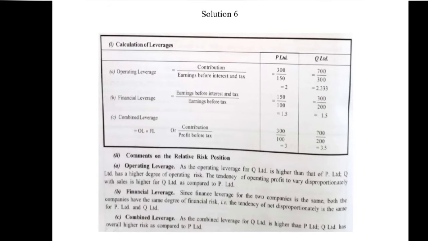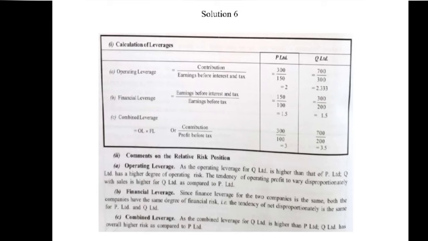So students, let us solve the numerical example. We need to calculate all three leverages. So first of all we'll see how to calculate the operating leverage. The formula for calculating operating leverage is contribution divided by EBIT, that is earnings before interest and tax. Both these figures for both the companies are already given in the example, so we simply put the figures in the formula.